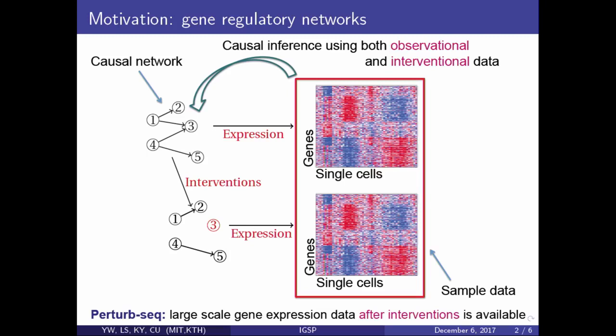With the availability of both observational and interventional data, it is now an open question how we could make use of this kind of data to learn the underlying gene regulatory networks. In particular, since the underlying gene network is a directed network, this is actually a causal inference problem.